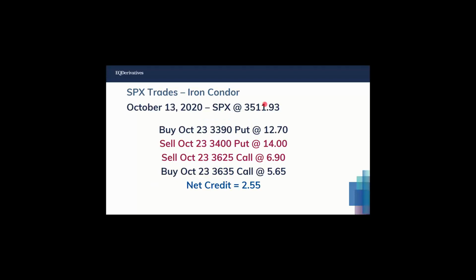So I came across somebody that actually had put on an iron condor on that date that expired 10 days into the future. Basically, one trade that was put on here was selling the 3,400 put and selling the 36.25 call.